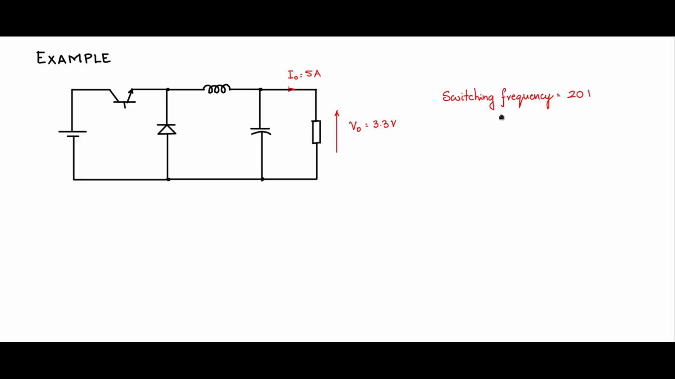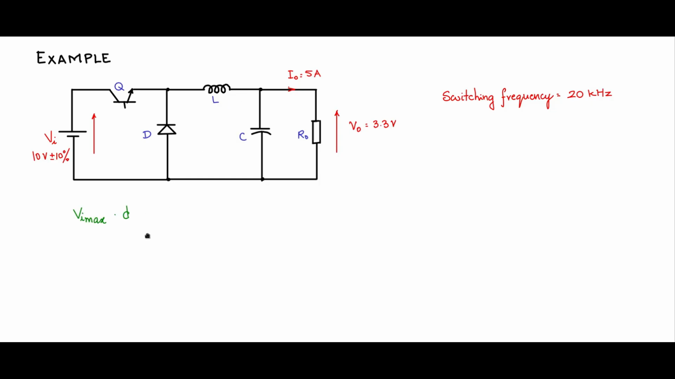The switching frequency is 20 kilohertz, 20,000 hertz. VI, the input voltage, is 10 volts plus or minus 10%, varies from 10 volts minus 10% to 10 volts plus 10%. This is Q, D, L, C and R0. And our job is to design the inductor L.